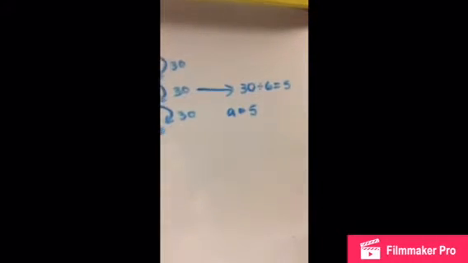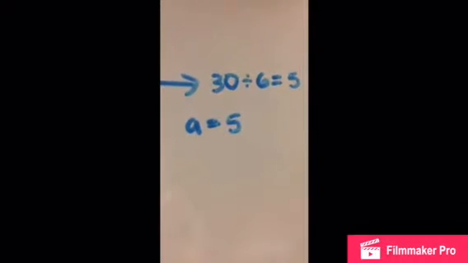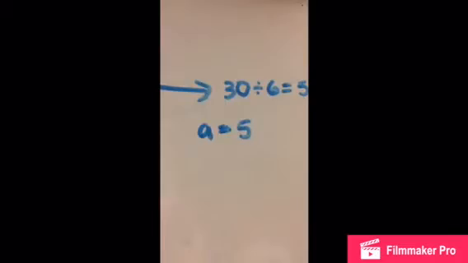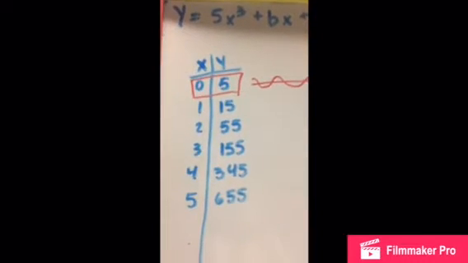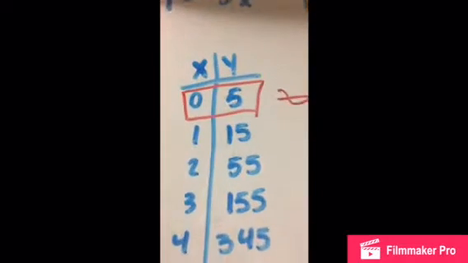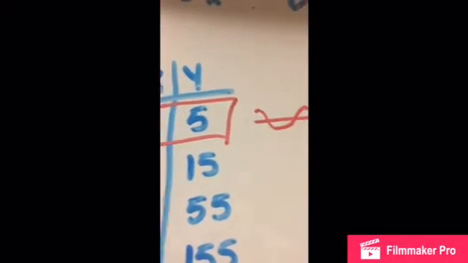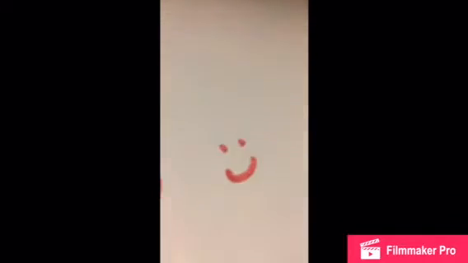Then I divide 30 by 6, because that's what you do with cubics. And I got 5. This means a equals 5. I plug that 5 back into my original equation. Now I try to find my c value. This is just the y-intercept when x equals 0. Here on my table, it equals 5. This means c equals positive 5.